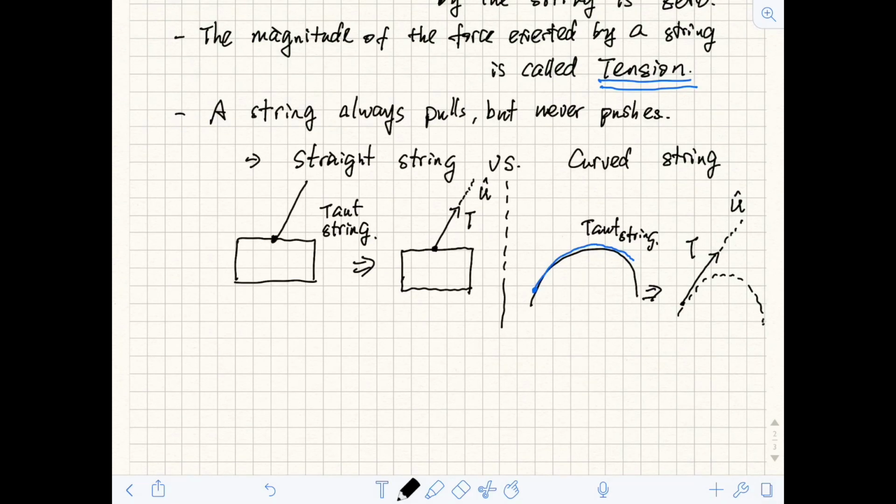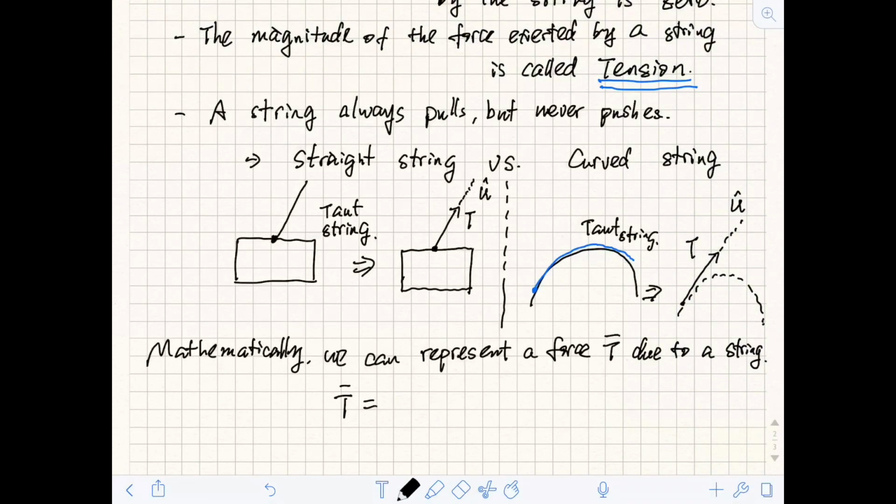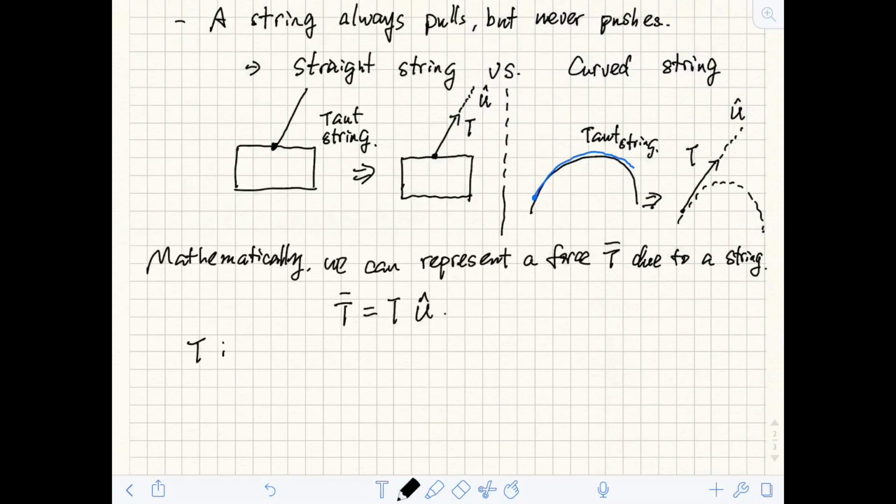So mathematically, we can represent the force or tension due to a string as T bar. And T bar is equal to the magnitude times the direction. And T is the tension. And the unit vector u hat is either tangential to the string or into the string at the point of attachment.